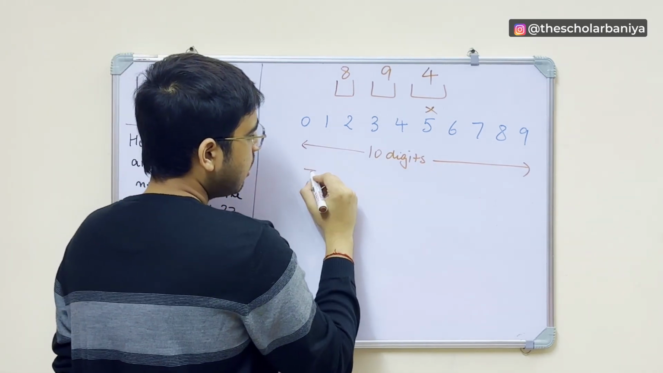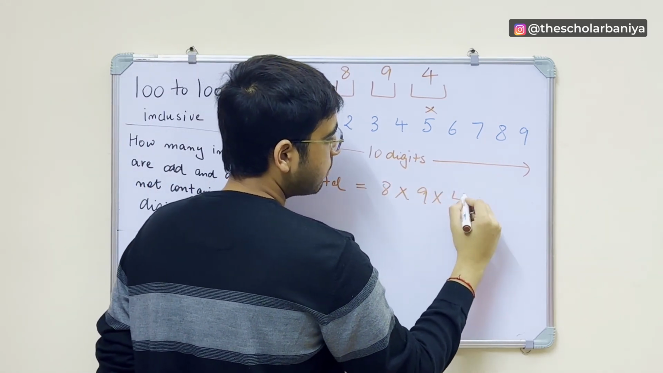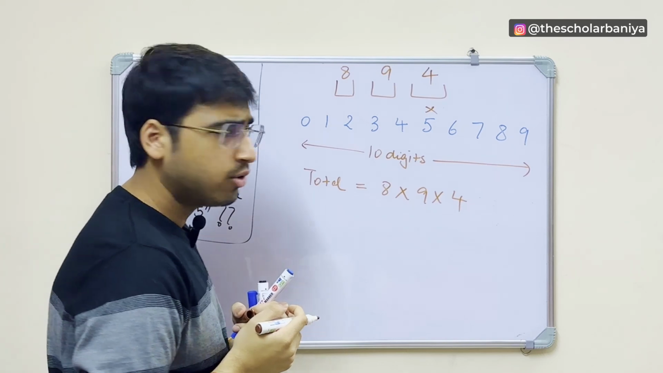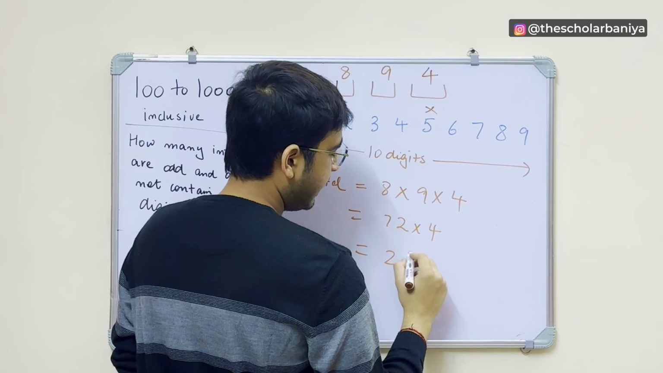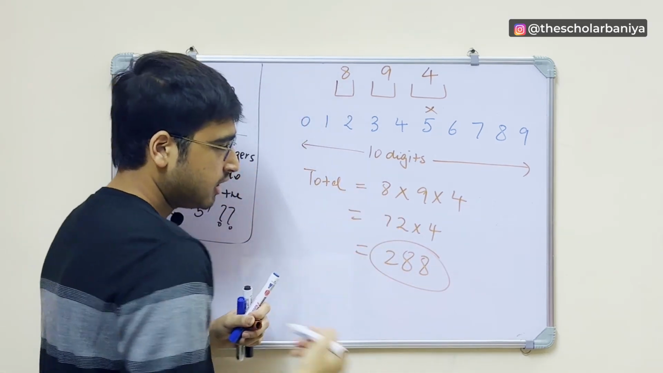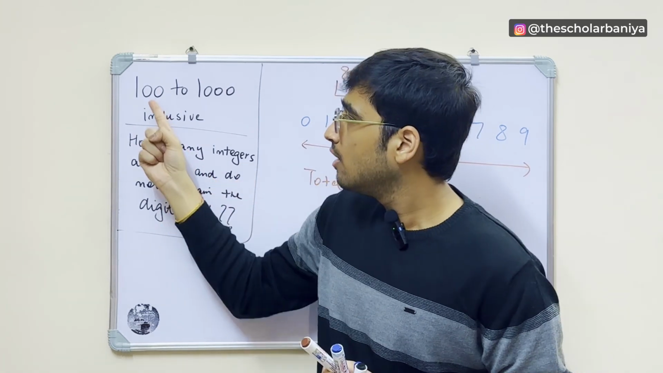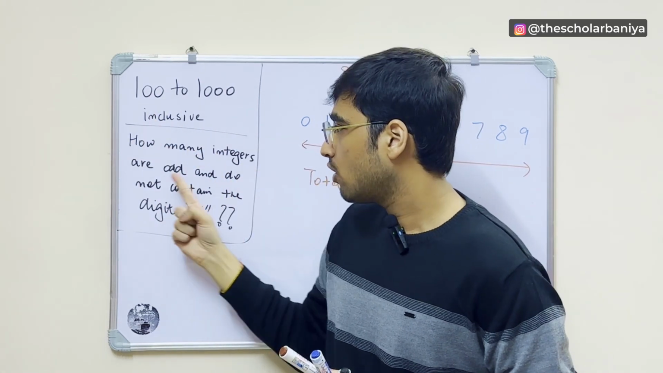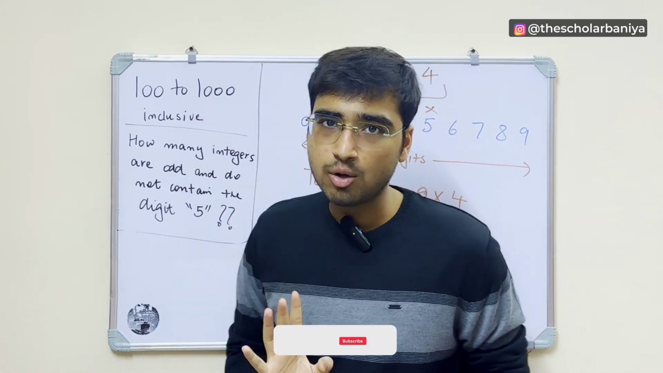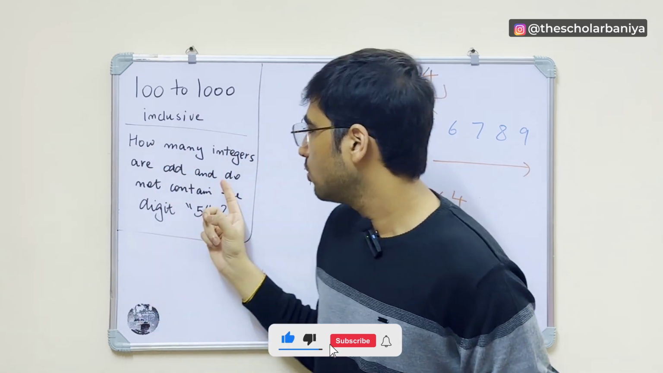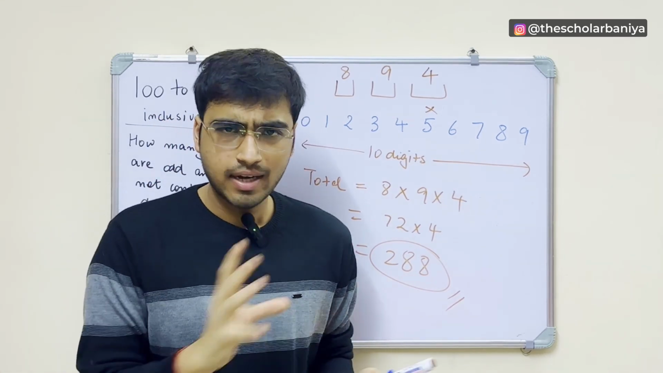So the total integers will be 8 into 9 into 4. I hope this makes pretty good sense. So how much will this be? 72 into 4, which is 288. So this is your answer: there will be a total of 288 integers from 100 to 1000 which are odd and which do not contain the digit 5. And in the beginning I told you to leave 1000. Obviously 1000 is an even number, so we don't include that. So 288 is your final answer. I hope this should be pretty clear.